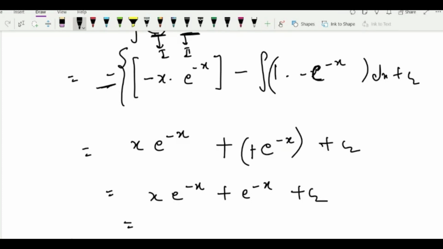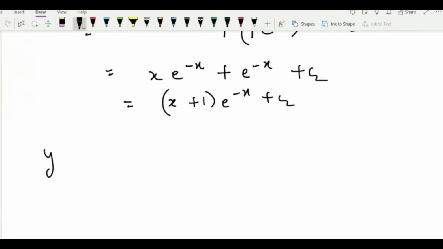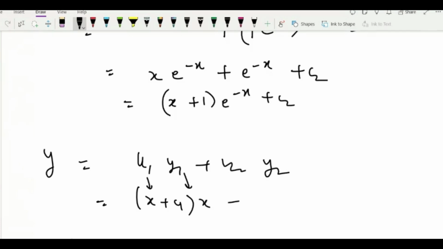So this is our u2. We can take e raised to power minus x common, plus c2. So we get u1 and u2 also. Now the final solution is u1 y1 plus u2 y2. We get x plus c1 as u1, x as y1, plus u2 as x plus 1 e raised to power minus x plus c2, into y2 as e raised to power x.